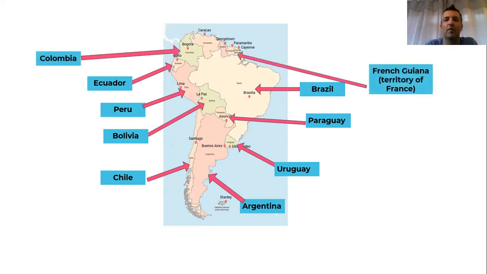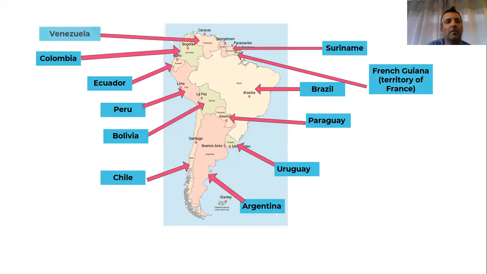Then we have French Guiana, and this is a territory of France. That means it's a part of France, even though France is all the way in Europe. So it's not a country by itself. Then we have Suriname. And finally, Venezuela, and I think there's one more, which is Guyana. So those are all the countries in South America, but we're just going to focus on one of those, which is Brazil.